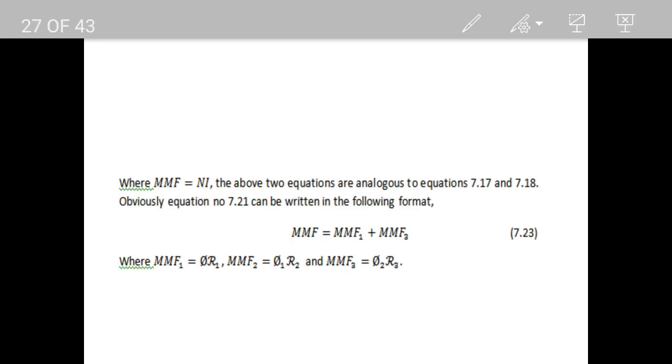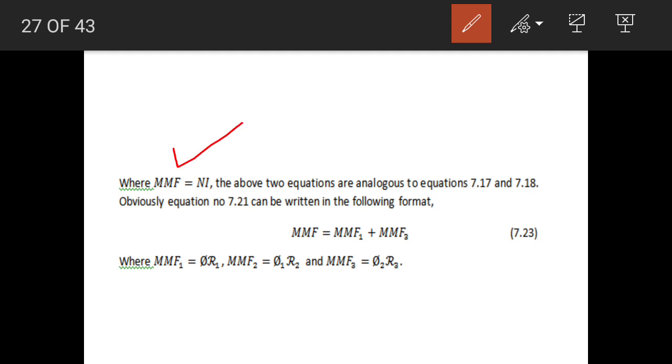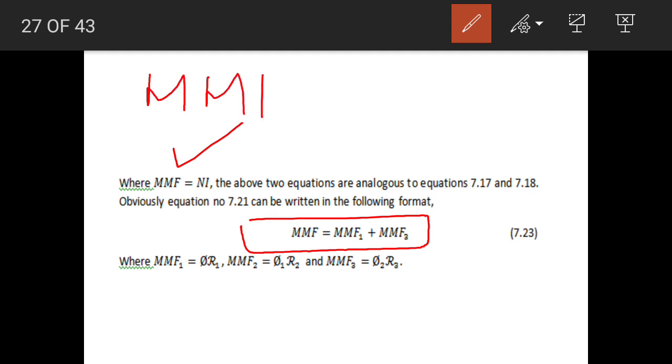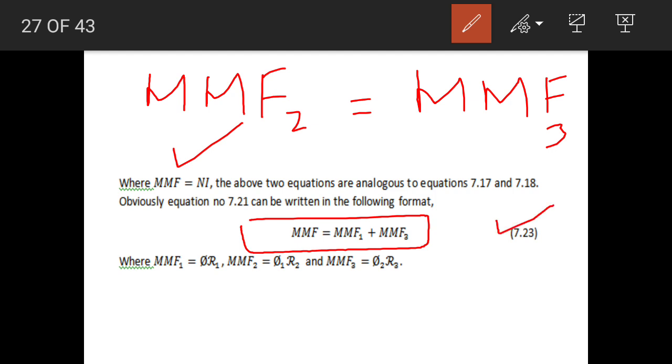Okay, we know that the total MMF will be equal to Ni. So the total MMF will also be equal to MMF1 plus MMF3. Why? Because we know that MMF2 in loop number 2 is equal to MMF3 in loop number 2. We know that MMF2 is equal to MMF3. So if we put the value of MMF2 in equation number 7.22, we obtain equation number 7.23. MMF will be equal to MMF1 plus MMF3.